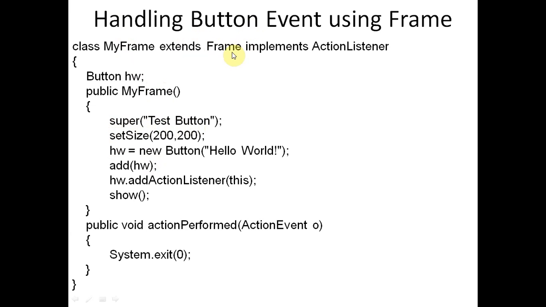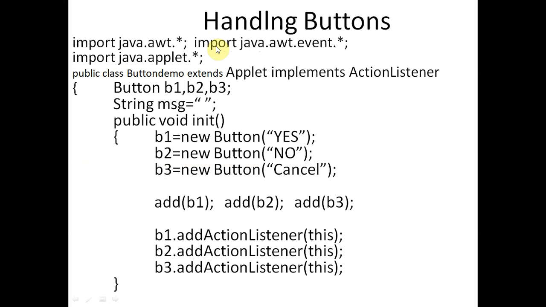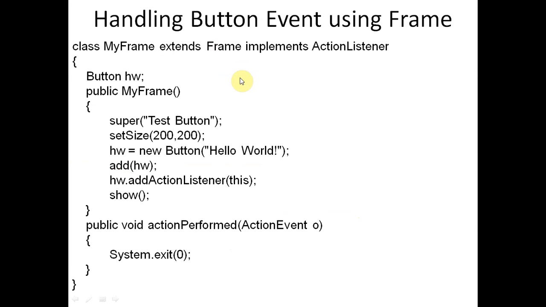We are running the constructor of the Frame class, which sets the title of the frame, and the size of the frame is 200 by 200. And sw is the button object: sw equals new Button("Hello World"), and we have to add this button. When we write add(sw), it will be added on the frame, while in the previous program when we added button b1, b2, b3, they were added on the applet. So this is the difference.